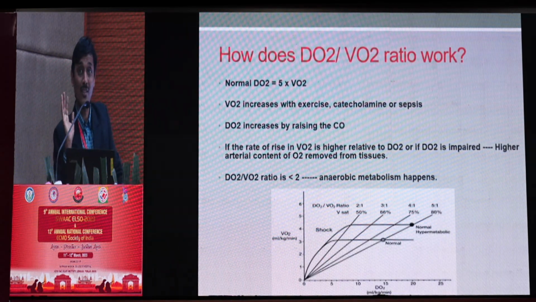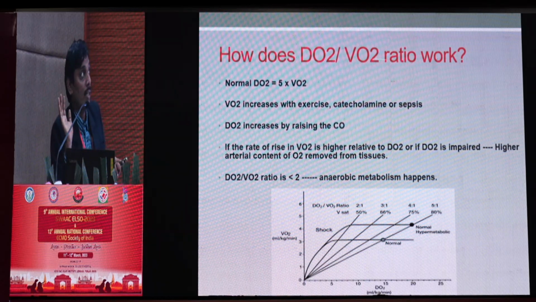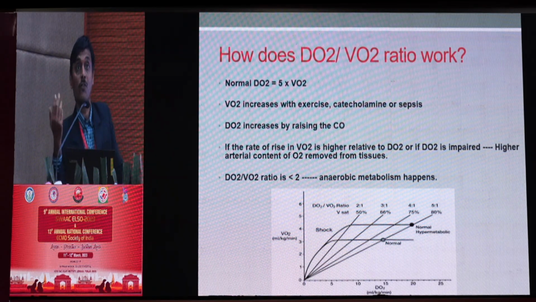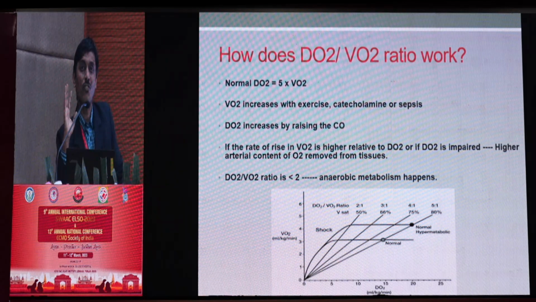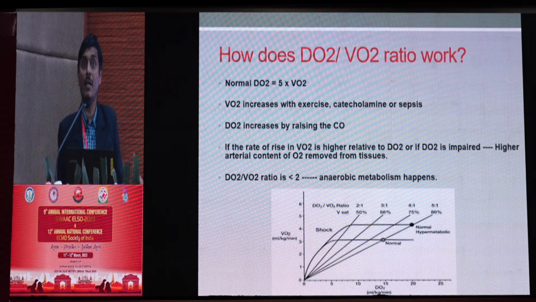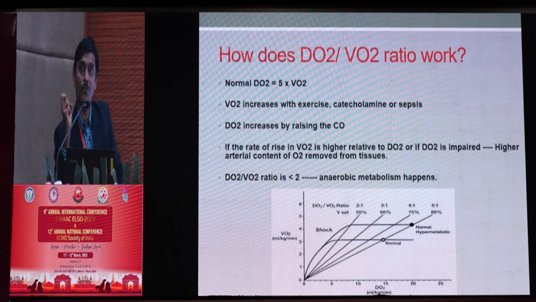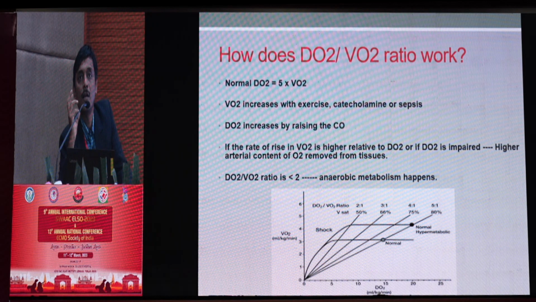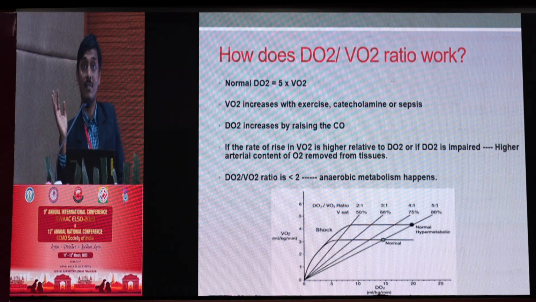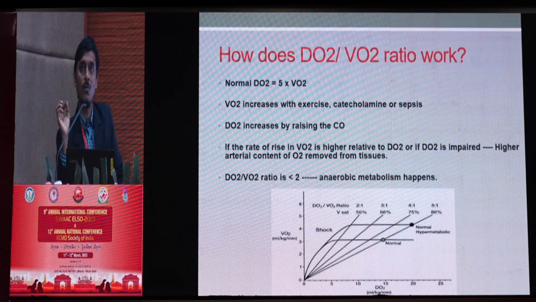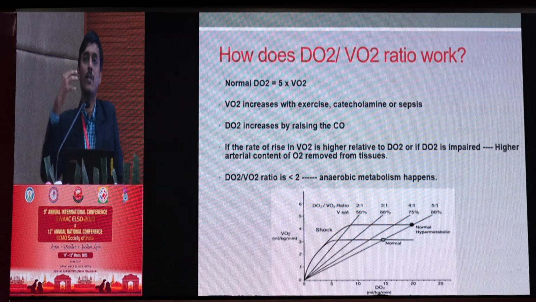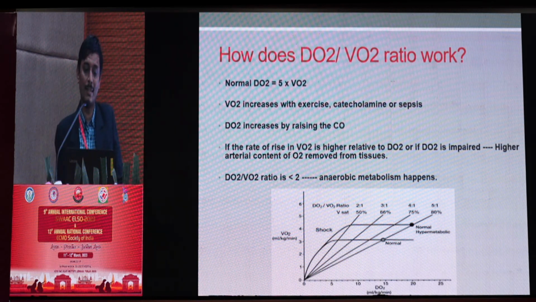Now, how does it work? So, in the normal body, your DO2 to VO2, your delivery of oxygen to the tissues, is about 5 times the tissue demand, which essentially means there's a big buffer out there which can help even if the tissue demand goes up. Now, the tissue demand can go up with exercise, catecholamines, or if the patient is in a septic state. Now, what happens in those conditions? Your body readjusts to such a situation by increasing your cardiac output. So, essentially, your delivery of oxygen is still maintained.